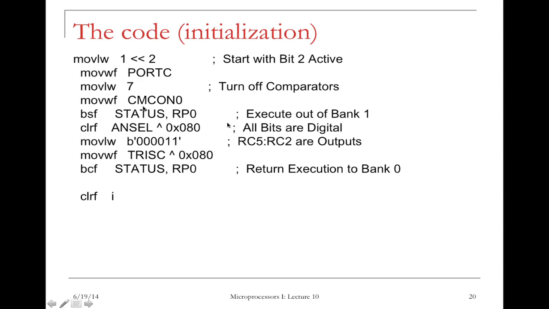The next 2 instructions are to select bank 1, and we're going to do this ANSEL. This is again ANSEL. We're going to put the value in it. Actually, we're going to put 0 into this register to say that, hey, these pins, I don't want them to be analog. I want them to be digital.